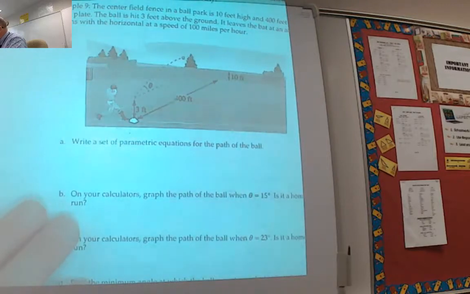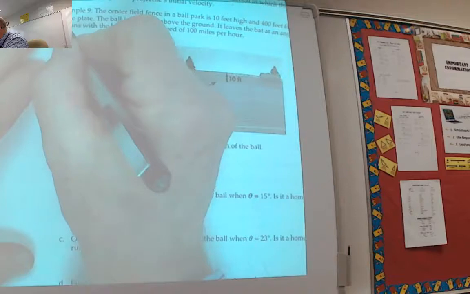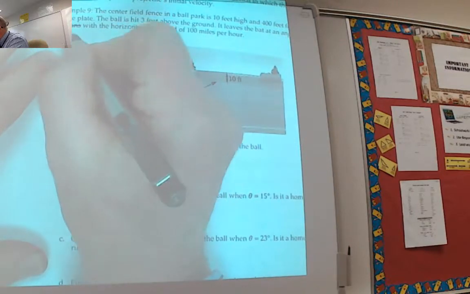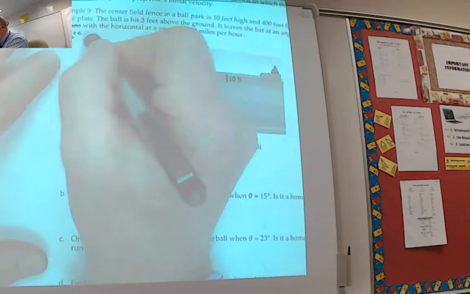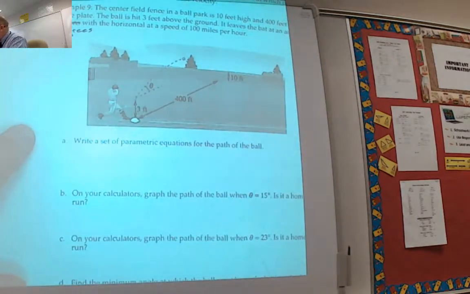It says a center field fence is 10 feet high, 400 feet from home plate. The ball is hit 3 feet above the ground. It leaves the bat at an angle of theta radians, and actually I want you to put this in degrees. I found out it's a lot easier with degrees, and every problem I've seen so far has been in degrees. So that's one typo I did not fix. At a speed of 100 miles per hour.